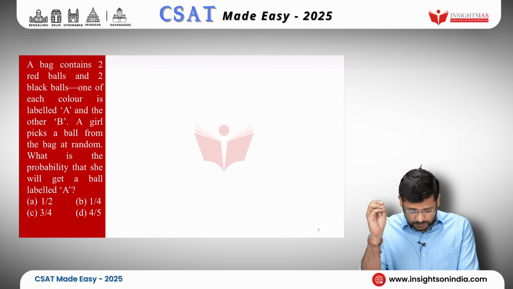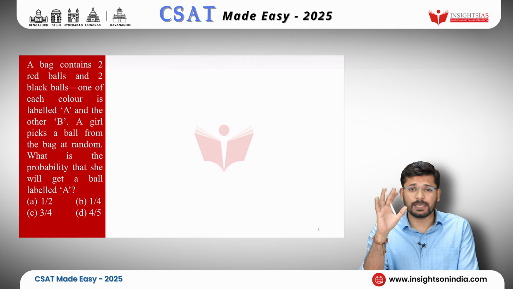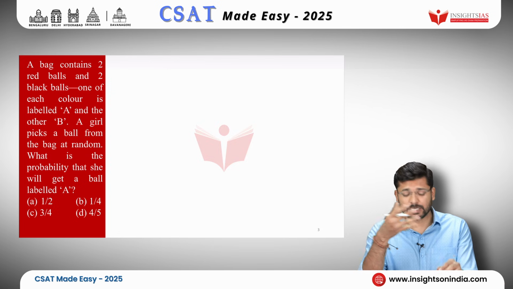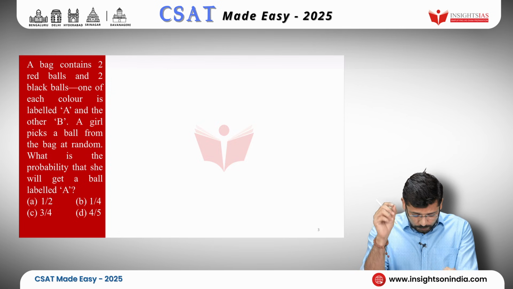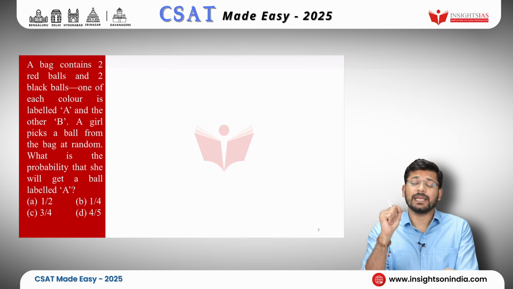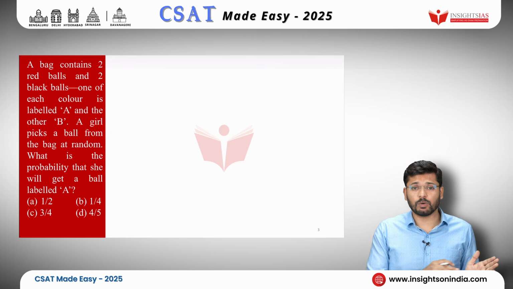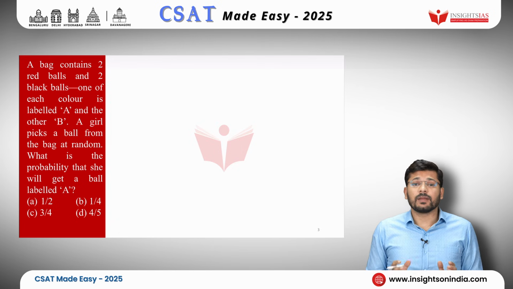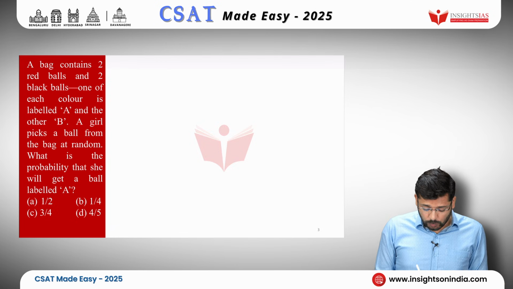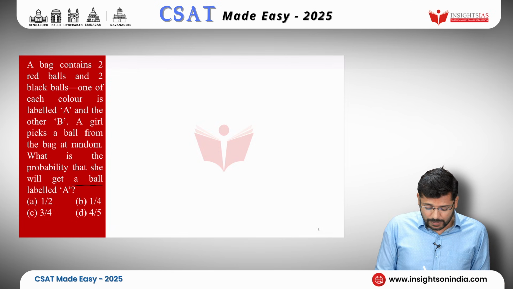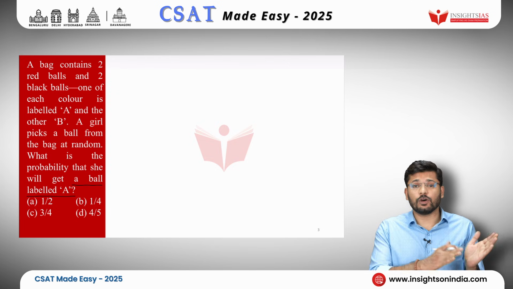A bag contains 2 red balls and 2 black balls. One of each color is labeled A and the other B. Same parameters as before. A girl picks a ball from the bag at random. What is the probability that she will get a ball labeled A? In the previous problem, they had asked us to find the probability of finding a red ball labeled A. Now they are asking only for a ball labeled A. It doesn't matter if it is red or black.